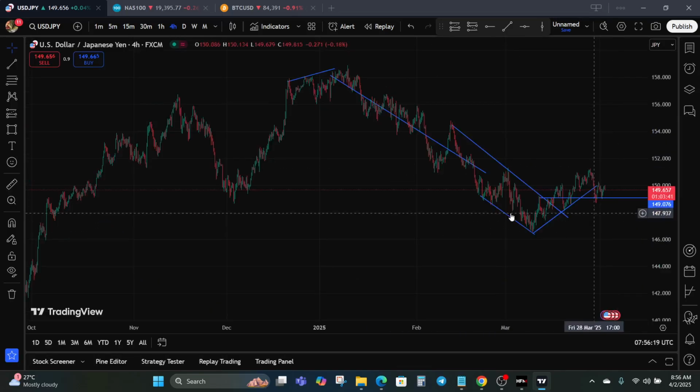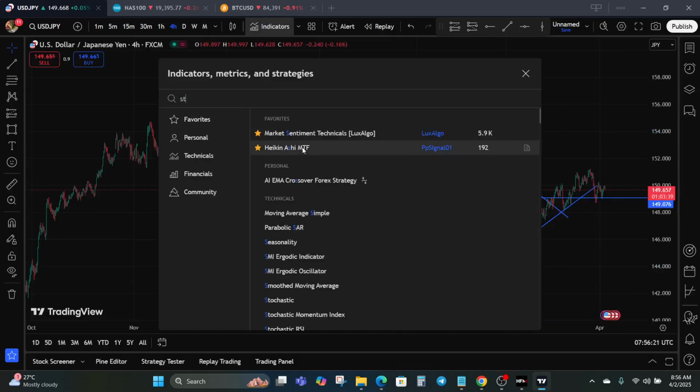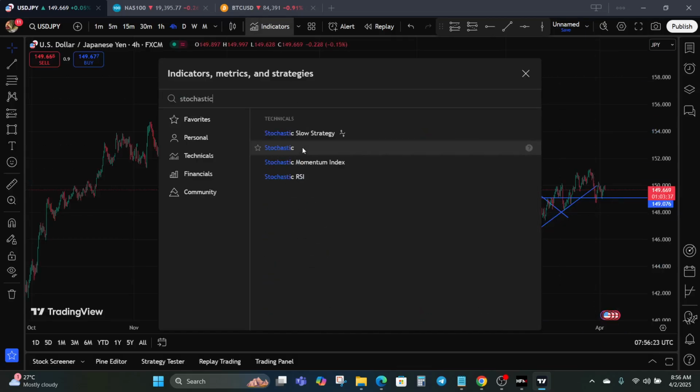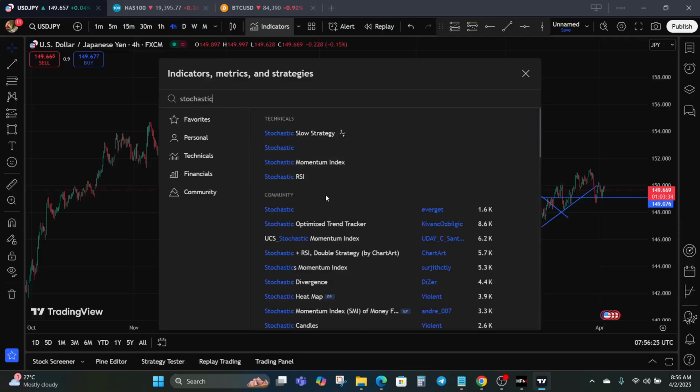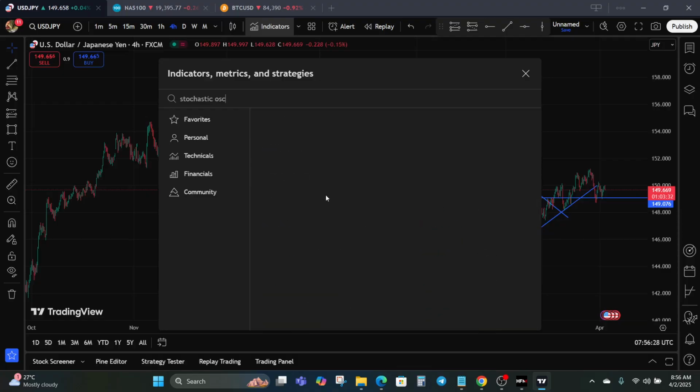Now, the next divergence indicator we are going to be looking at is the stochastic oscillator.